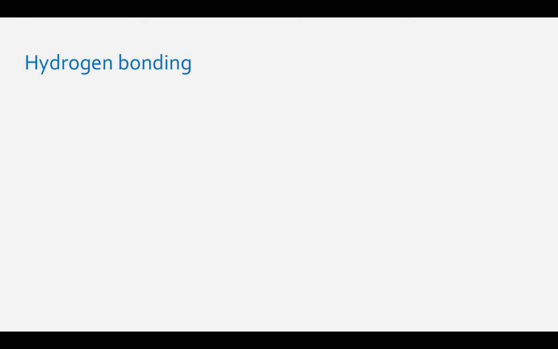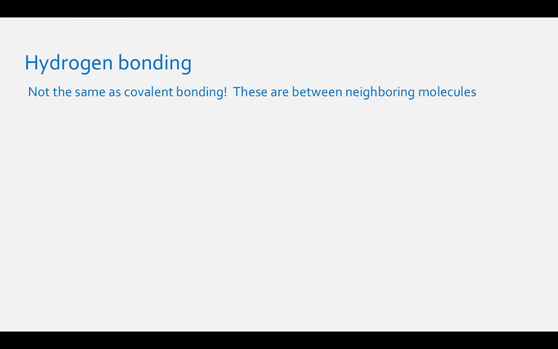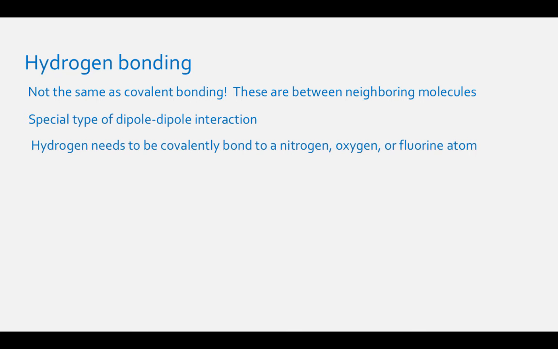The strongest type of intermolecular forces that involve polar molecules are hydrogen bonds. Don't let this name confuse you. Bonds typically implies within a molecule, but hydrogen bonds are between neighboring molecules. They are a special type of dipole-dipole interaction. Hydrogen bonds form when hydrogen is covalently bonded to a nitrogen, oxygen, or fluorine atom. The reason this type of interaction is special is because nitrogen, oxygen, and fluorine are small electronegative atoms.